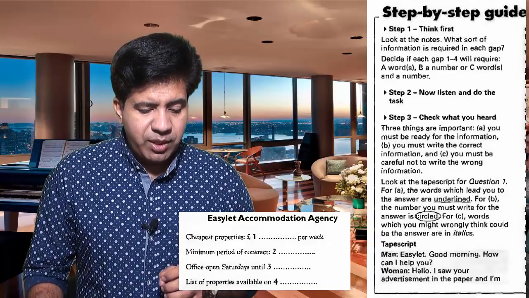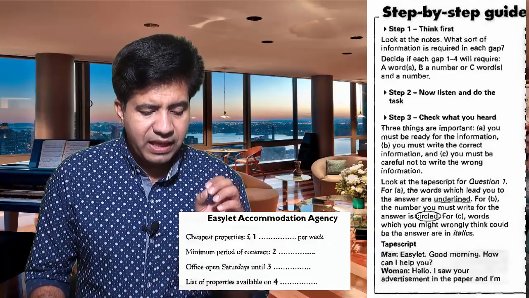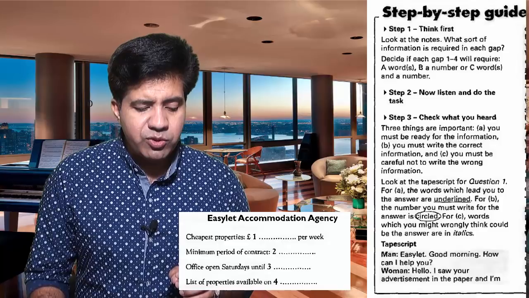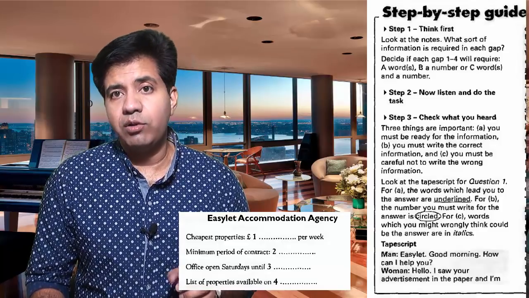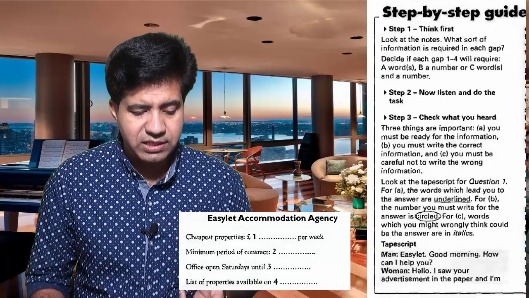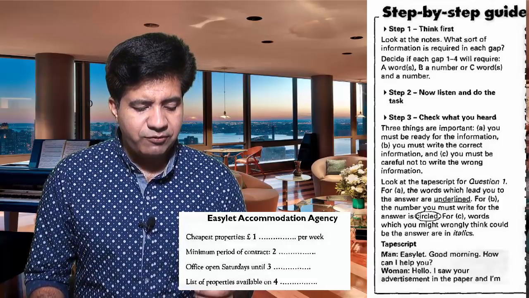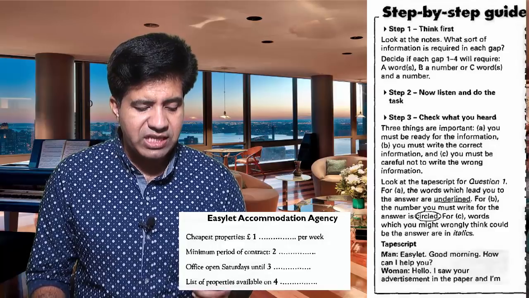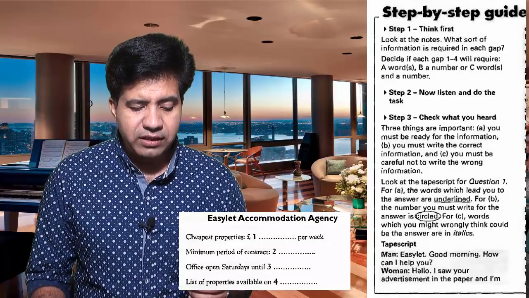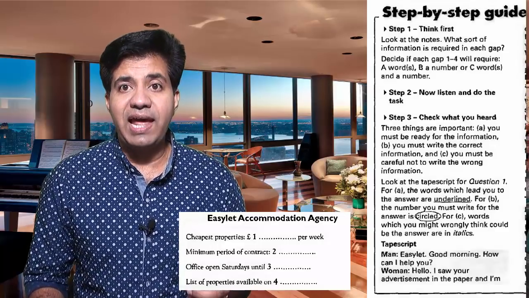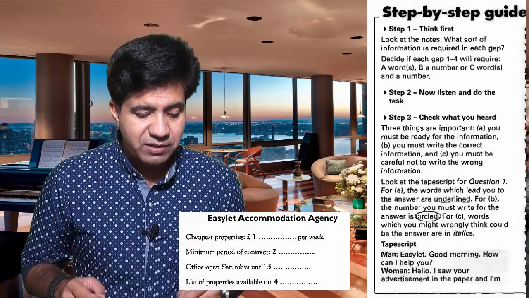Look at the transcript for question 1 for A. The words which lead you to the answer are underlined. Now the words that are going to take you to the answer, they are underlined. For B, the number you must write for the answer is circled, and for C, words which you might wrongly think could be the answers are in italics. You can see that with me as well.